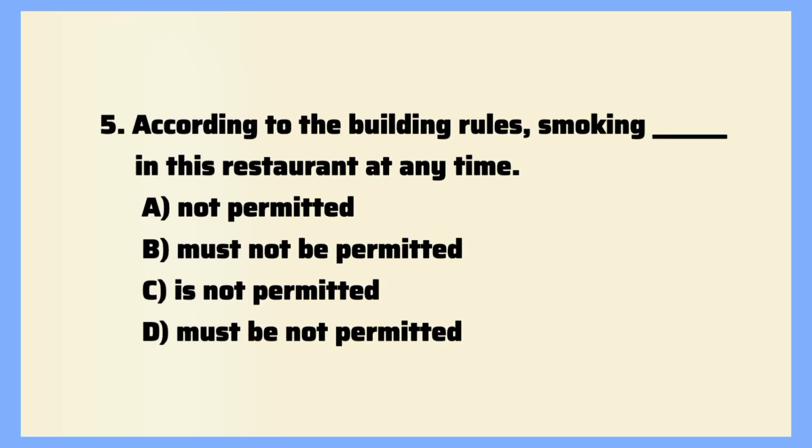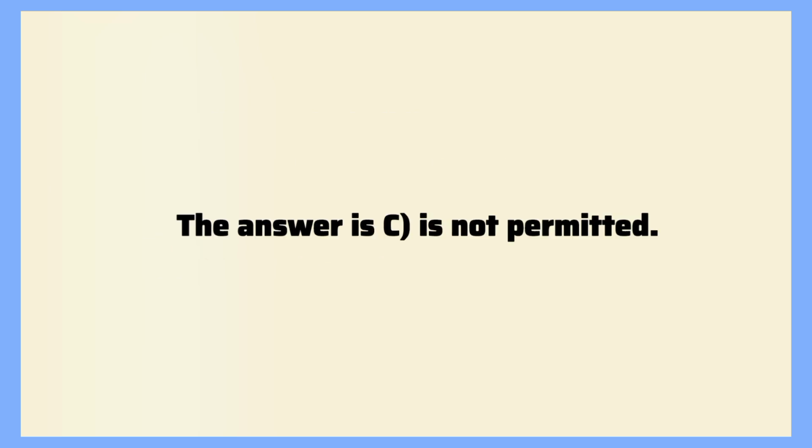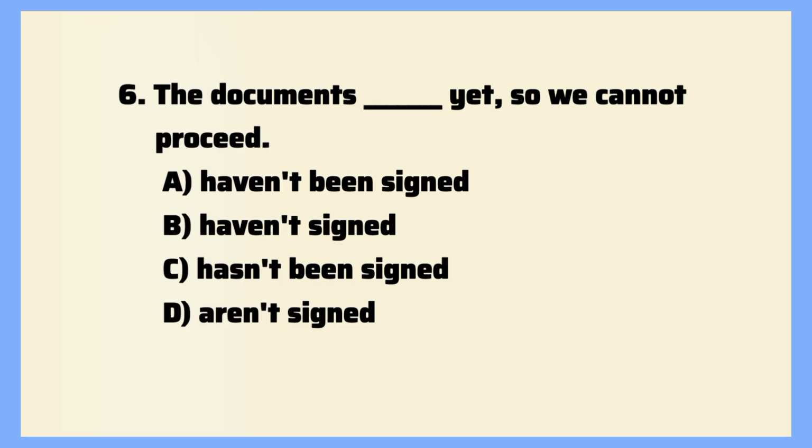5. According to the building rules, smoking, blank, in this restaurant at any time. A. Not permitted. B. Must not be permitted. C. Is not permitted. D. Must be not permitted. The answer is C. Is not permitted.